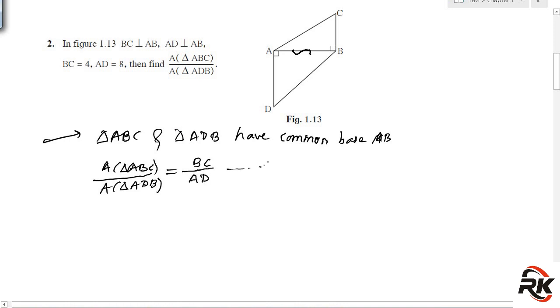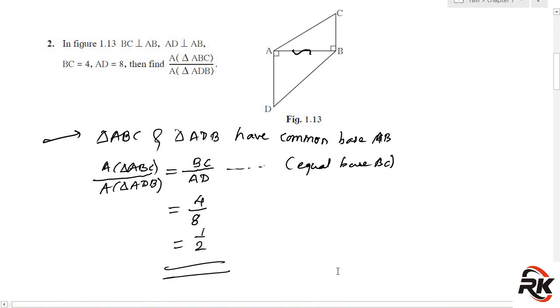because triangles having equal base. Which base? AB. BC and AD are given. BC is given 4 and AD is 8. The simplification of this ratio is 1 upon 2. That means the answer is 1 upon 2. This is the second example. Now third example.